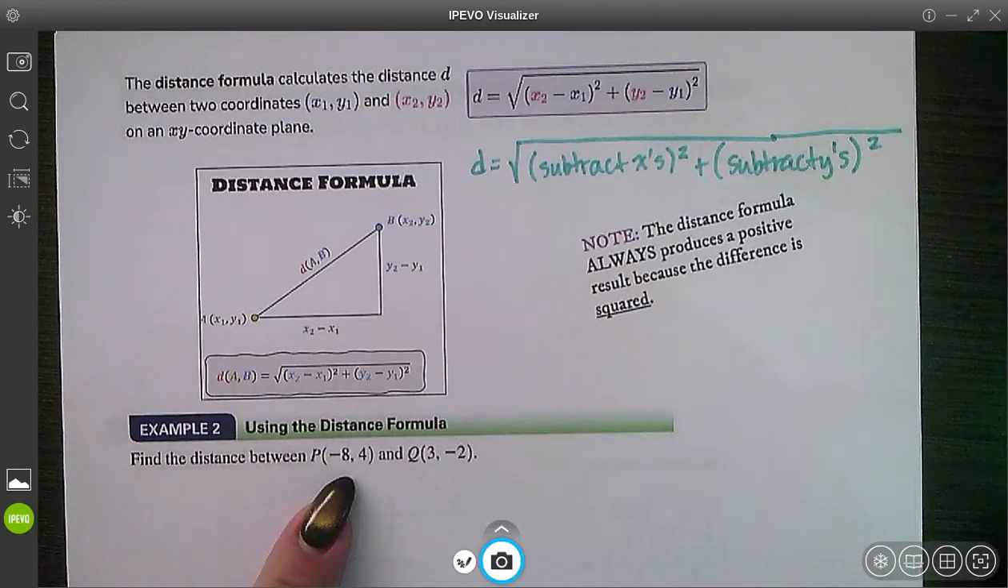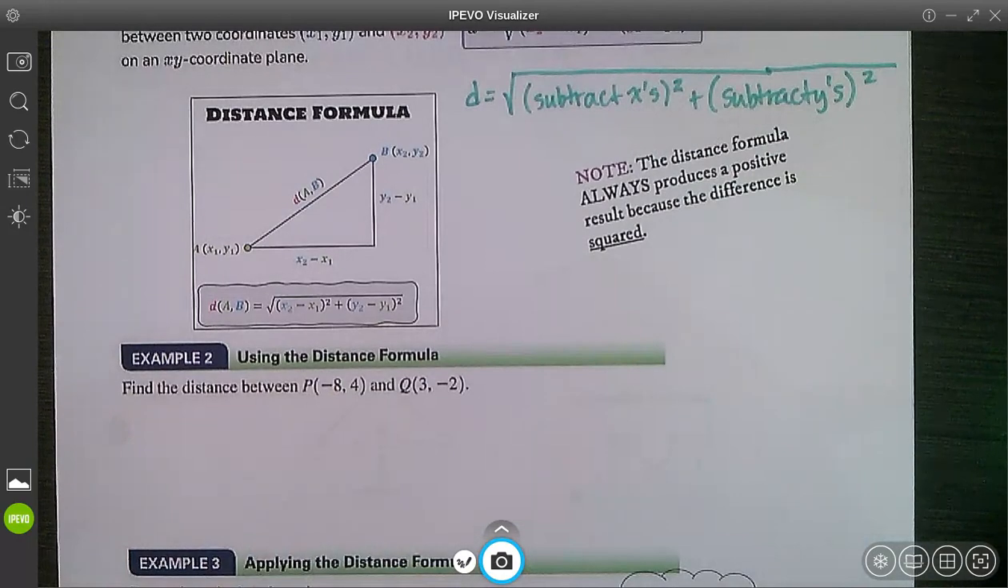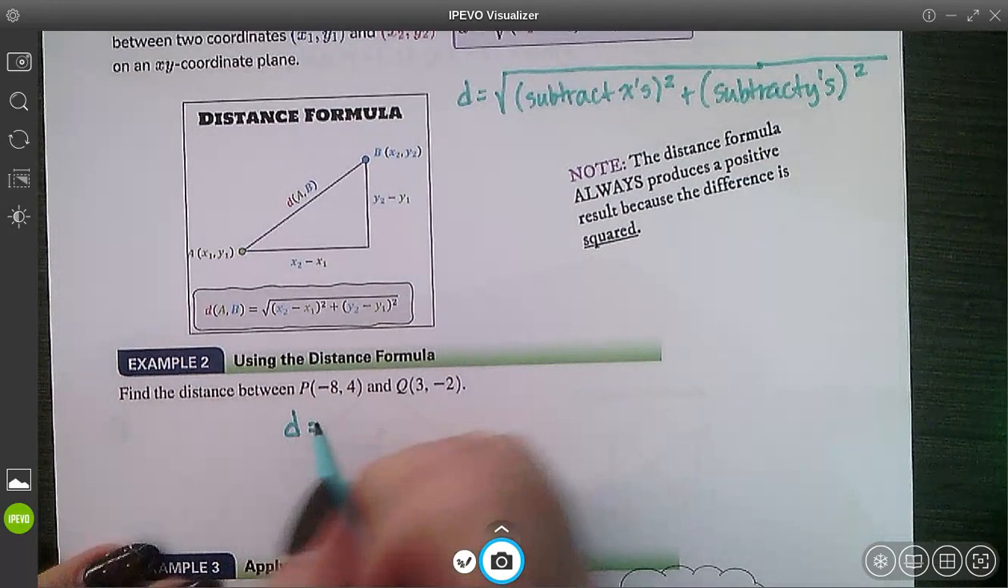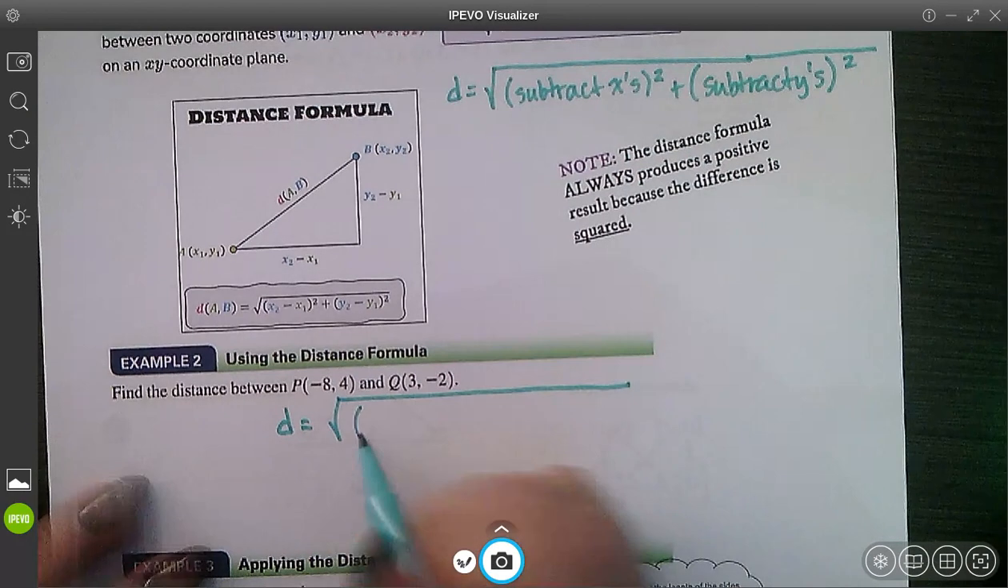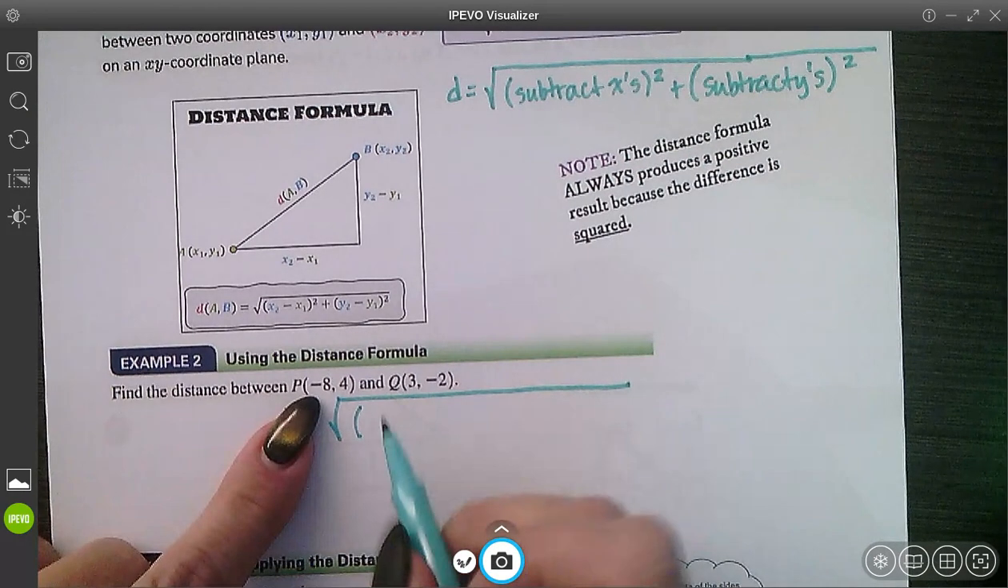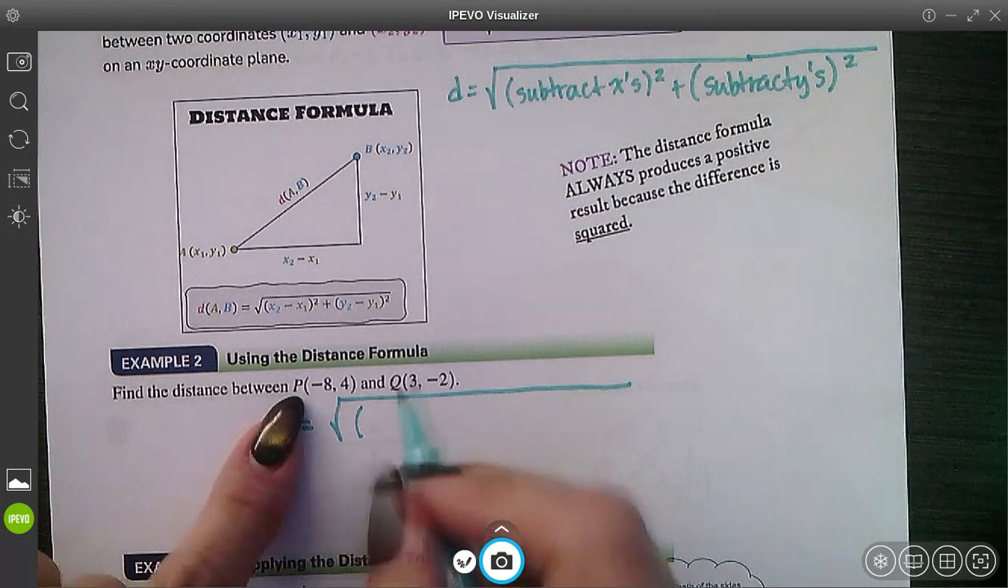So let's practice that between these two ordered pairs here, between -8, 4 and 3, -2. So the distance is going to be a big square root. I'm going to take the x's and subtract them. And with the distance formula, it does not matter what order you do your problem. It literally makes no difference. So I can do -8 minus 3, or I can do 3 minus -8. It's not going to matter.